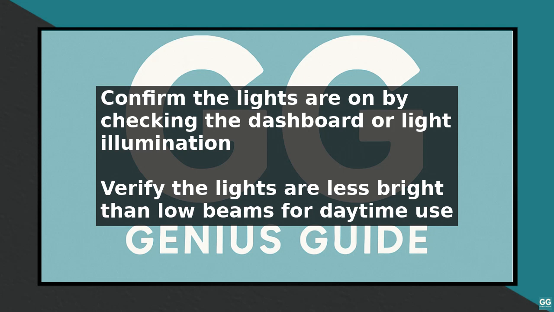In summary, to turn on daytime running lights in your 2025 vehicle, locate the headlights switch, check the vehicle's manual, and look for a dedicated button or menu option. Adjust the settings as needed and confirm that the lights are on. By following these steps and using daytime running lights, you can improve your safety on the road and reduce the risk of accidents.